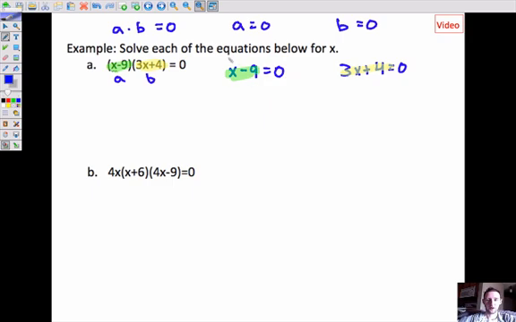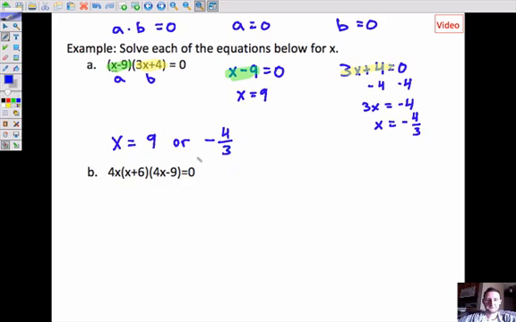So we're going to find what value of x makes this 0. Well, that would be 9. 9 minus 9 is 0, so x equals 9. Over here, we get x equals negative 4/3. So our answer to this would be, for this expression on the left side to equal 0, x has to either equal 9 or it has to equal negative 4/3. So we really sort of have two answers.